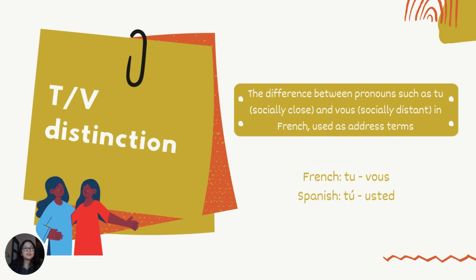Next, we have the TV distinction, which consists of the difference between the French pronouns such as toi, which tells that the person being talked to is socially close, and vous, which tells that the person is socially distant. Actually, in Spanish, we respectively have tú and usted.